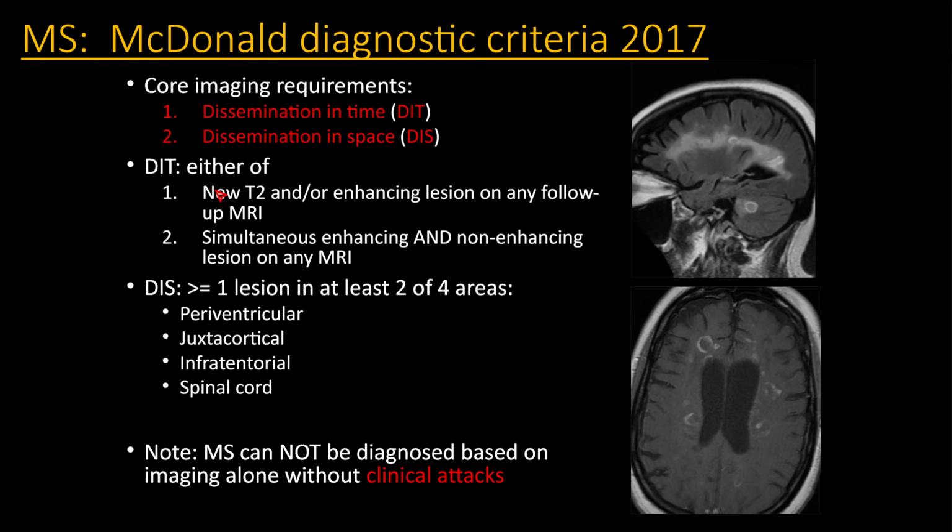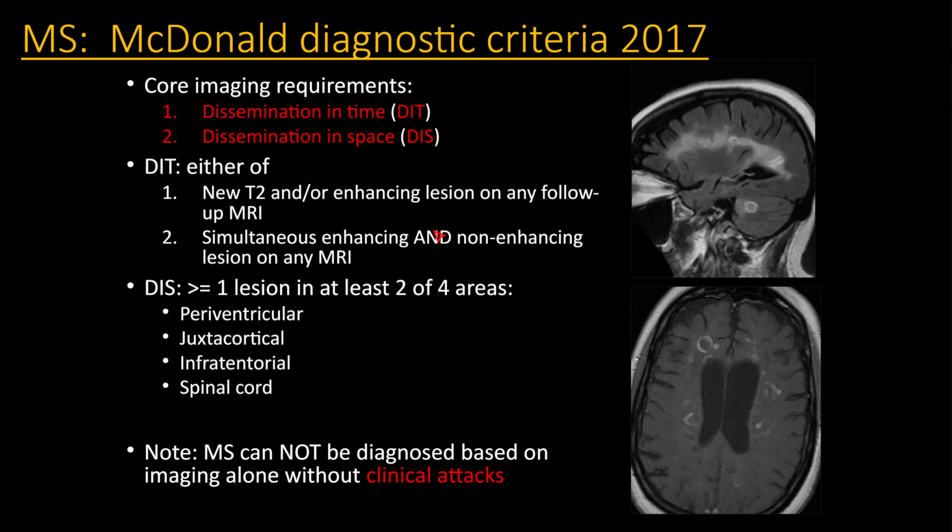Now, dissemination in time requires one of these two conditions to be met. So you either have a new T2 lesion or enhancing lesion on a follow-up MRI. Now, this condition one means you have two time points. You have a new T2 lesion or a new enhancing lesion on a follow-up MRI. Or you can have just one MRI and then you have a simultaneous enhancing and non-enhancing.